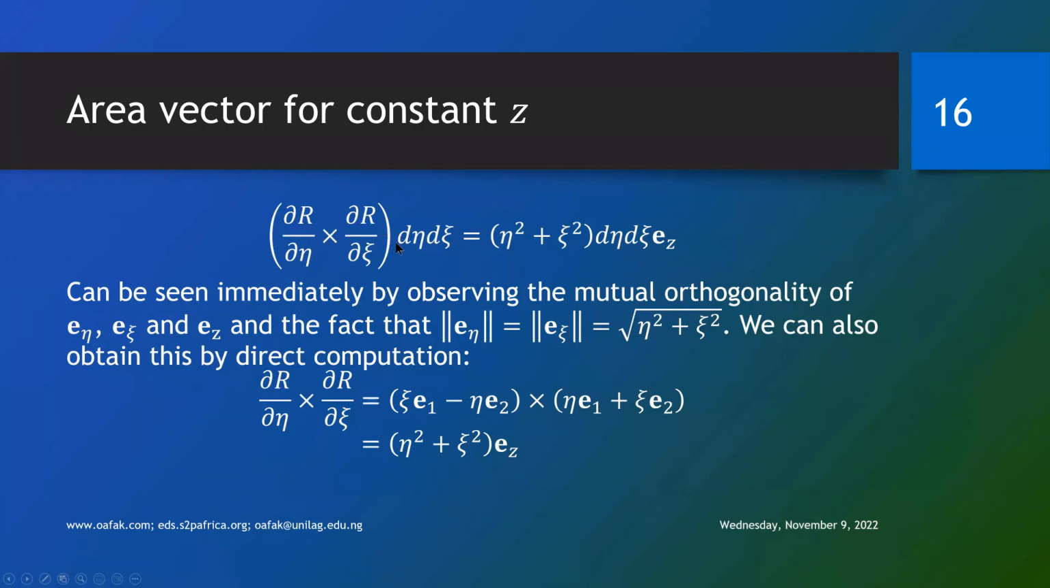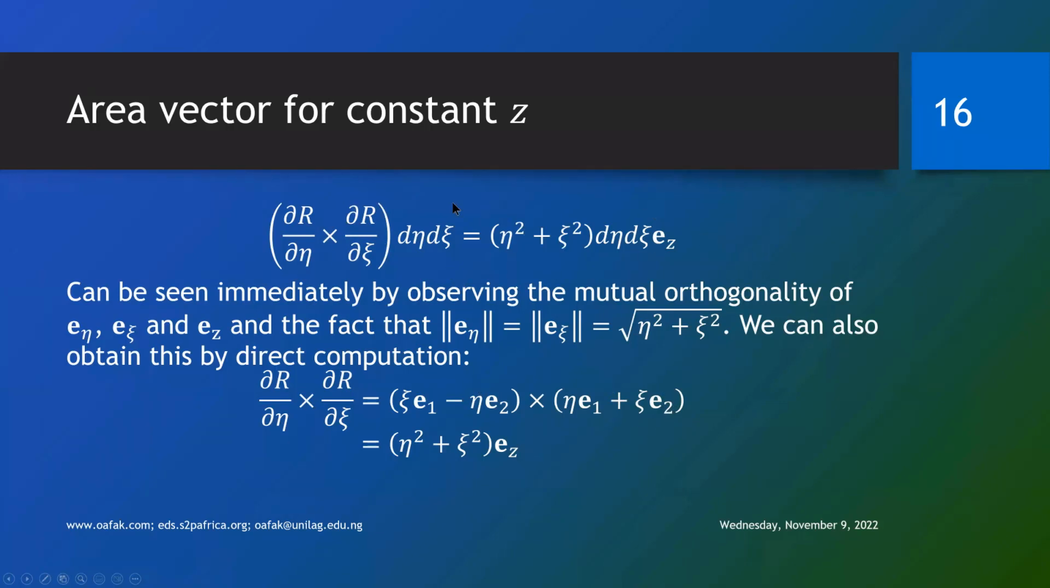And if you do that with the value of dr/dη and then dr/dζ, you will get this. You can get it by direct product, or you can work it out manually. If you work it out manually, you just take this across this, knowing that E1 cross E1 is 0, E1 cross E2 is E3, which is Ez, and E2 cross E1 is minus Ez, and E2 cross E2 is 0. So you can get it either directly, manually here, or by inspection here.